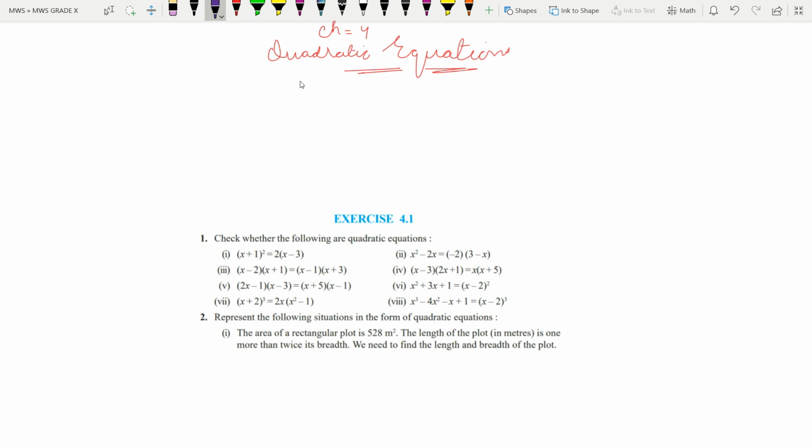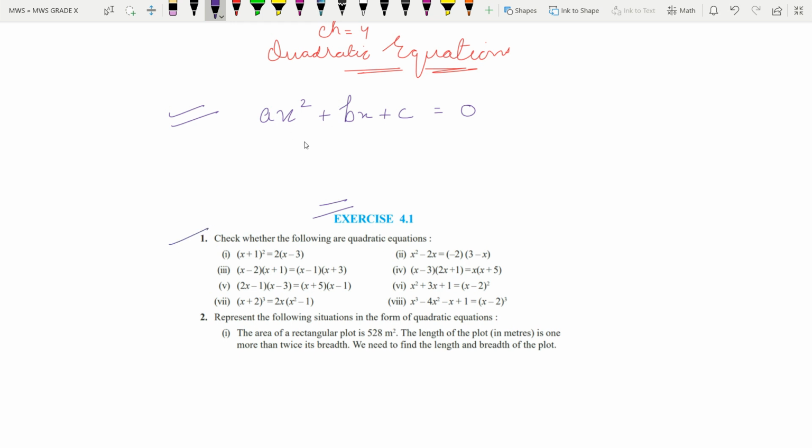So what does a quadratic polynomial look like? I hope you remember ax square plus bx plus c. This is a quadratic polynomial. How to make it an equation? Let it equal 0. So this is a quadratic equation. That's it. So on the basis of this, let us check exercise 4.1.